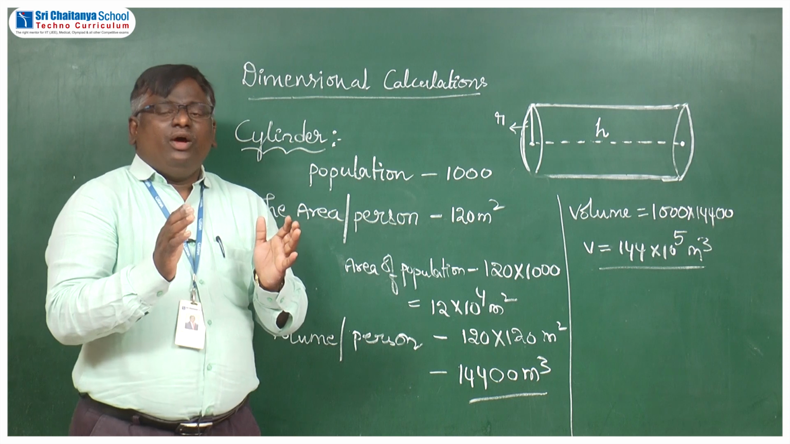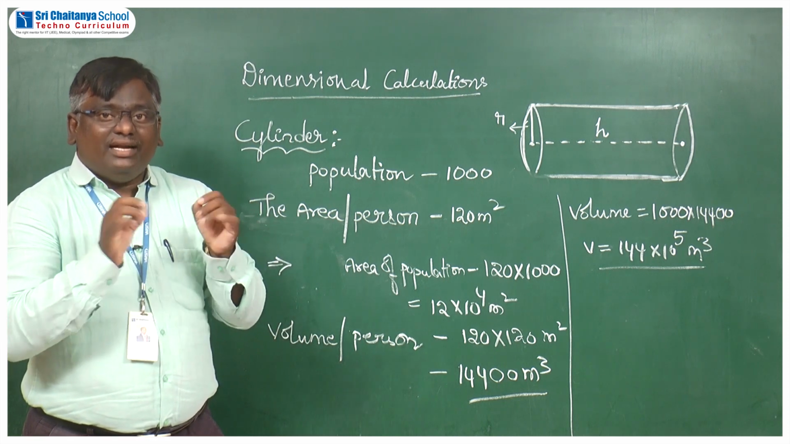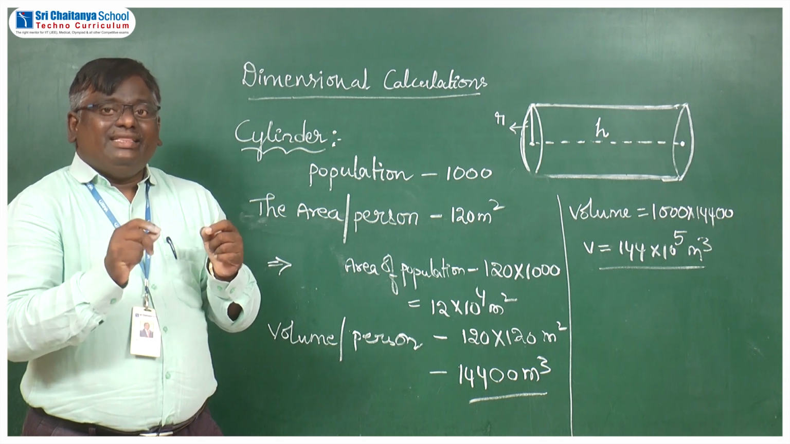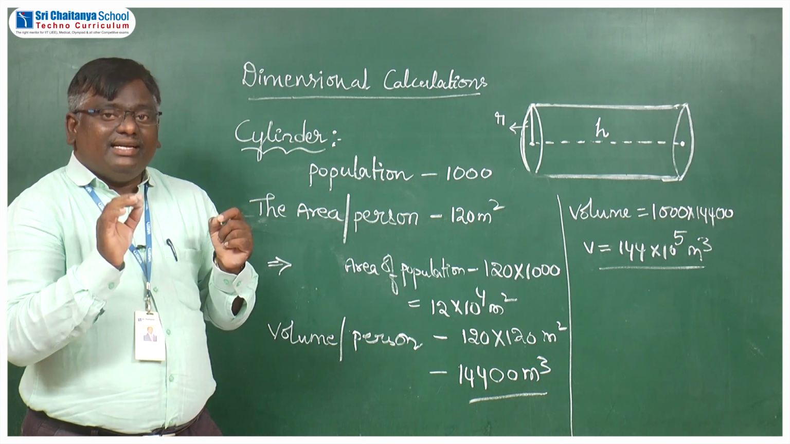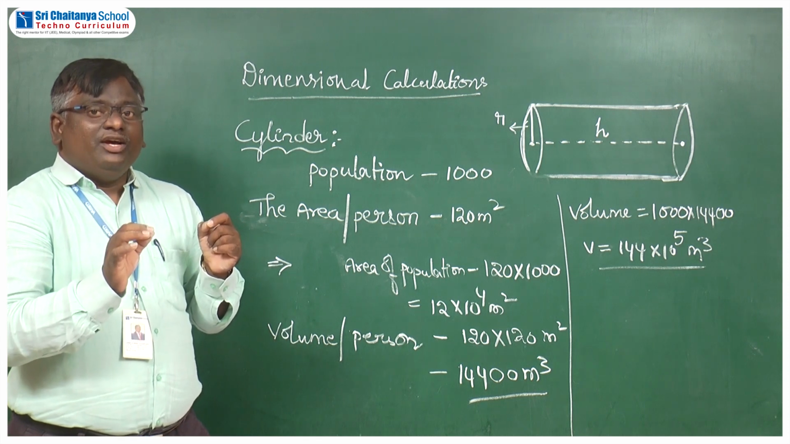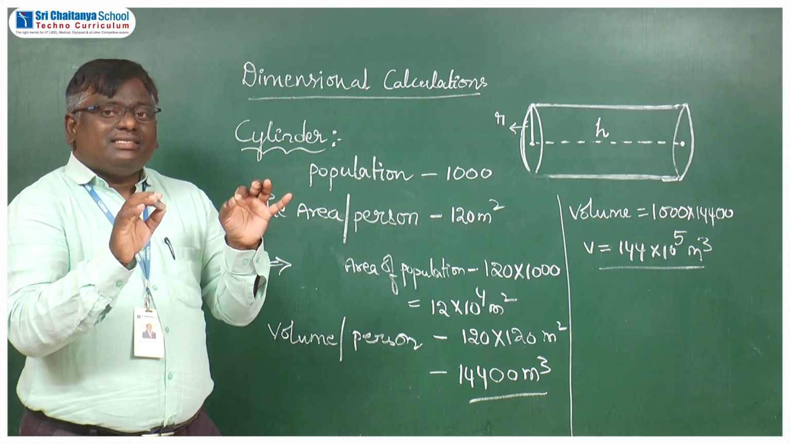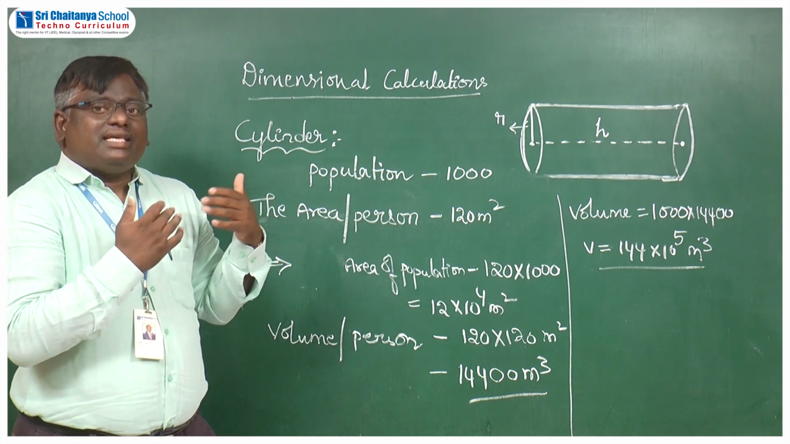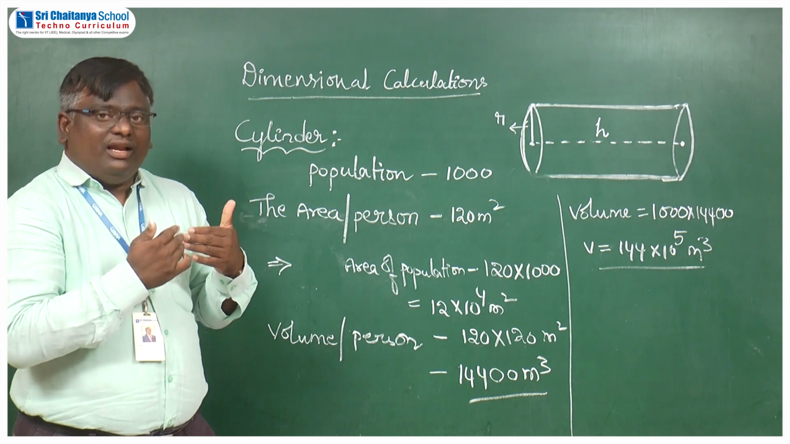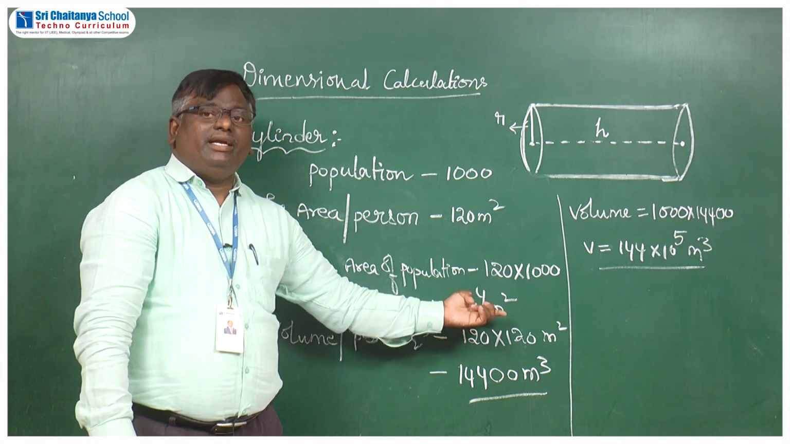So the area which is required for 1000 people to reside, understand it, underline it, this is the area of residences only. So to provide the residential facilities for 1000 people inside our colony or our hotel, we require an area of 12 into 10 power 4 square meter.